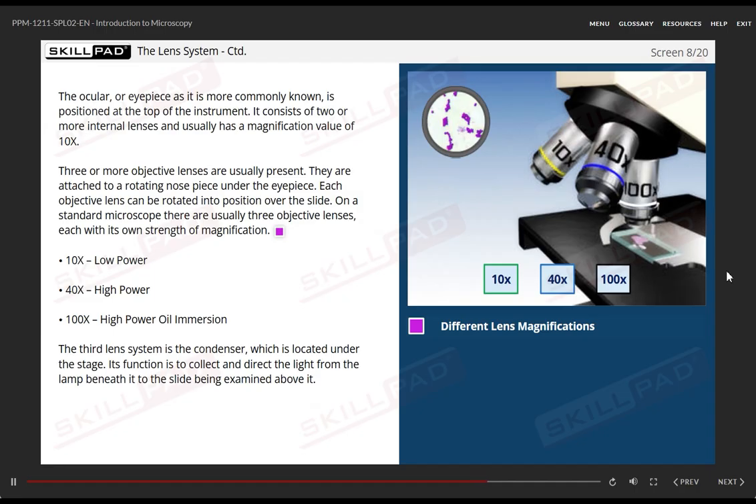The third lens system is the condenser, which is located under the stage. Its function is to collect and direct the light from the lamp beneath it to the slide being examined above it.